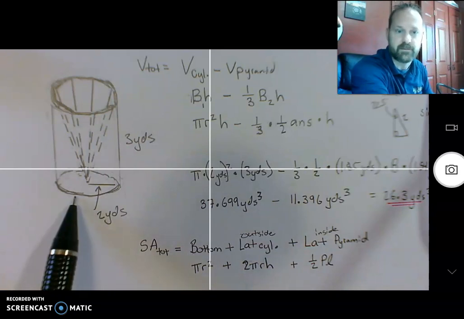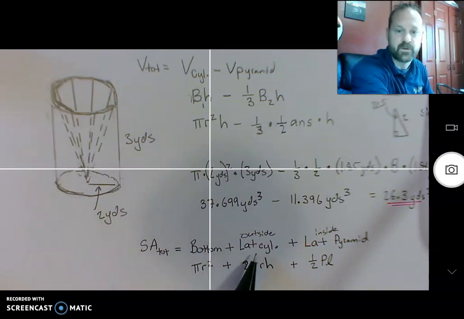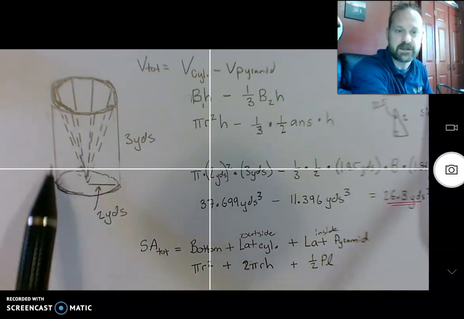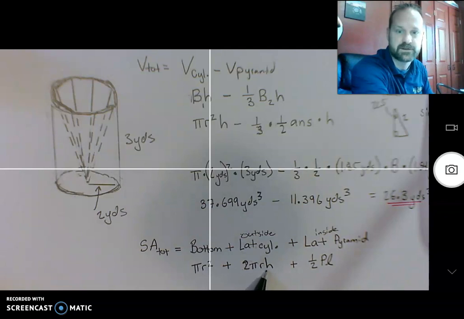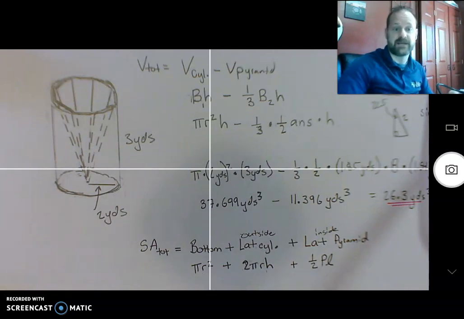What's the area of the bottom? The bottom's a circle, pi r squared. What's the area of the outside? The outside's a cylinder, the lateral surface area of a cylinder, so it's 2 pi r h. And then what's the inside? The inside's a pyramid, so it's 1/2 perimeter times slant height. The last thing we're missing is the slant height.